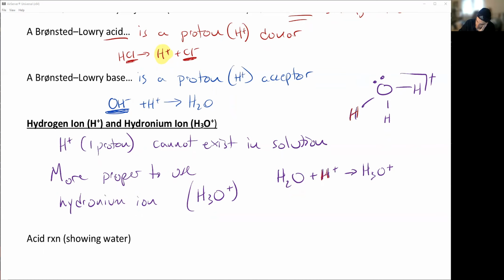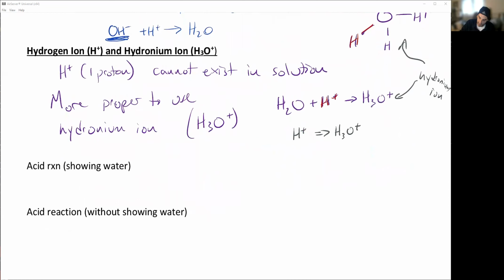So if that's my H plus, this is more properly known as the hydronium ion. We are still going to use the term H plus, but when you use H plus, it is essentially the same thing as writing H3O plus. We just assume that although H plus is there, there's a water included.